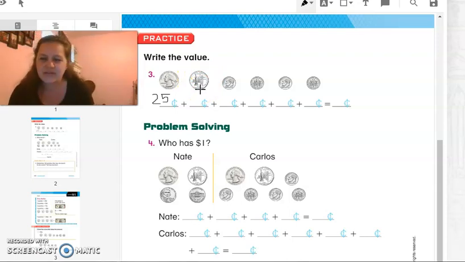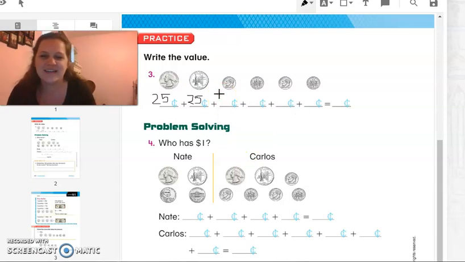Hard for me to see on the screen, but it looks like it is the state of New York. I see it's about the same size as this one, so I know that it is also a quarter worth 25 cents. Now I'm going to move on to this small coin over here. Remember, the smallest coin that we know is a dime, and a dime is worth 10 cents.